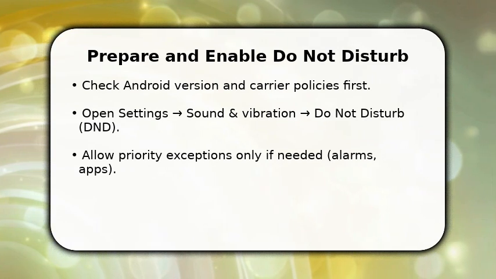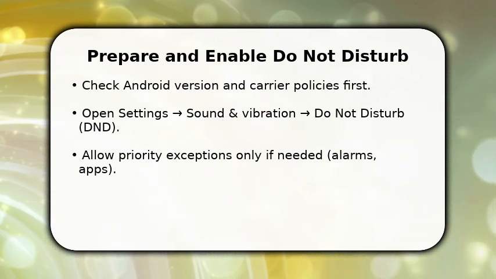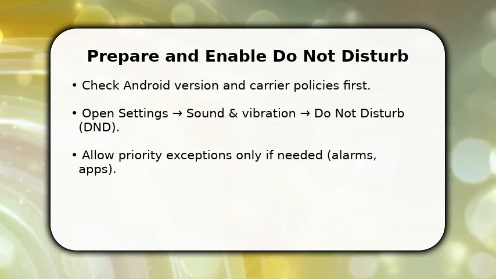You start by preparing the phone, confirm your Android version and carrier support for blocking features, then go straight to Settings. Open Sound and Vibration and tap Do Not Disturb. This is the fastest way to silence all incoming calls.